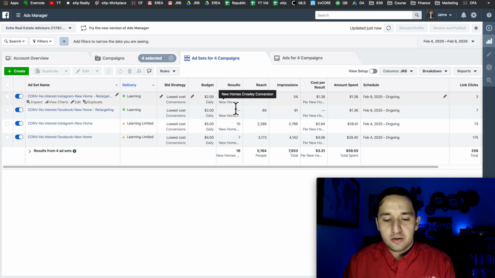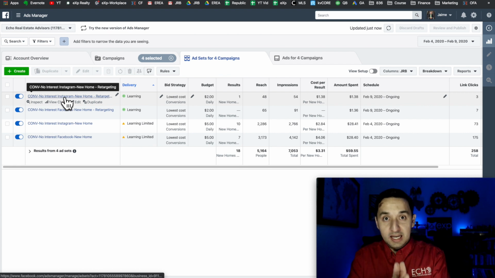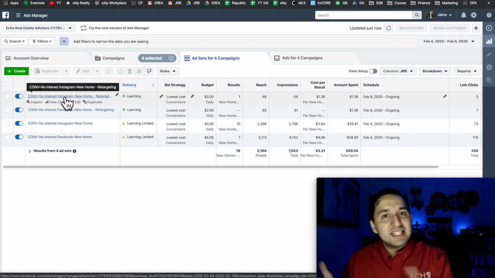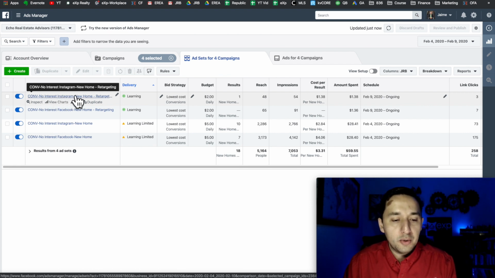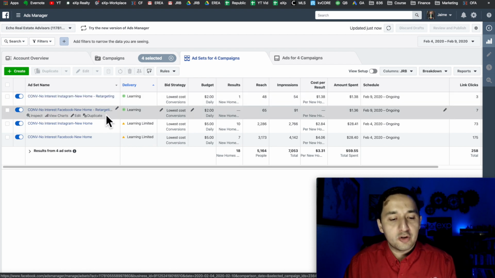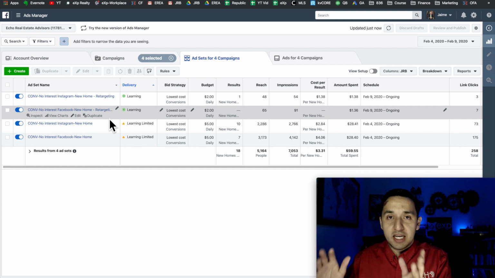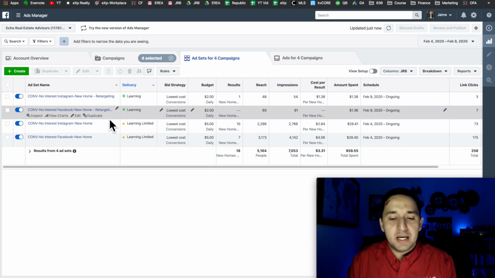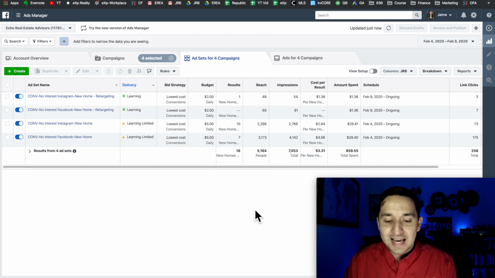So as you see here, the retargeting was individual. So I wanted to keep the split testing going. We had the no interest Instagram retargeting and then the no interest Facebook retargeting. I kept the same ad, which again, I'll show you the ad and the landing page that I was using for this conversion campaign, so you have that as a reference. 18 leads in, almost $60 spent, and our average cost was $3.31.